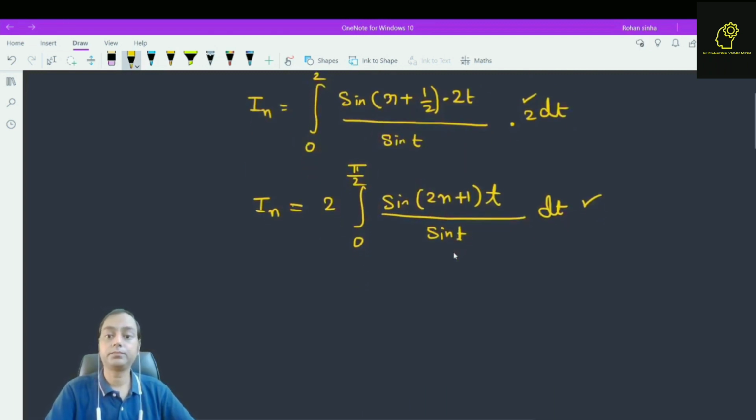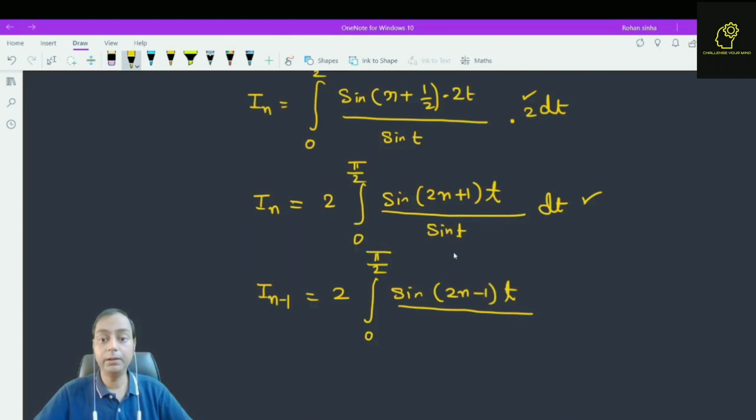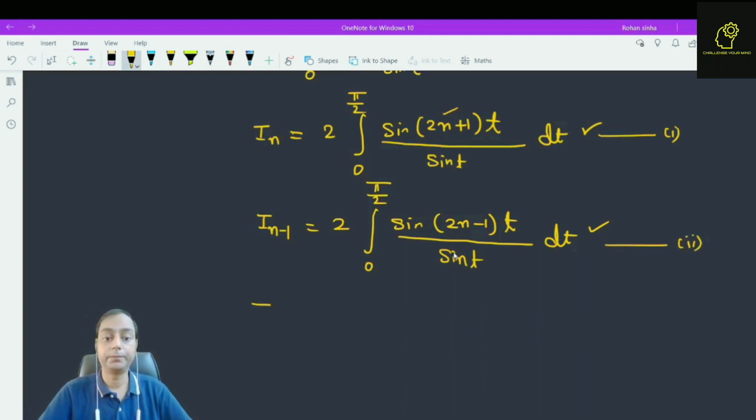Now this is I_n. What about I_(n-1)? If we simply replace n with n minus 1, we obtain the integral from 0 to pi/2 of sin((2n - 1)t) divided by sin t dt, because 2n plus 1 becomes 2n minus 1. Let us suppose this is equation number 1 and this is equation number 2. Simply subtract equation 2 from equation 1. What we get is I_n minus I_(n-1).